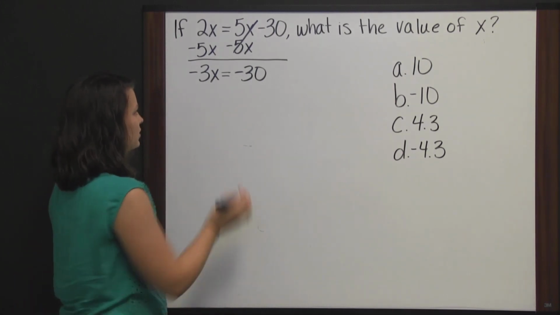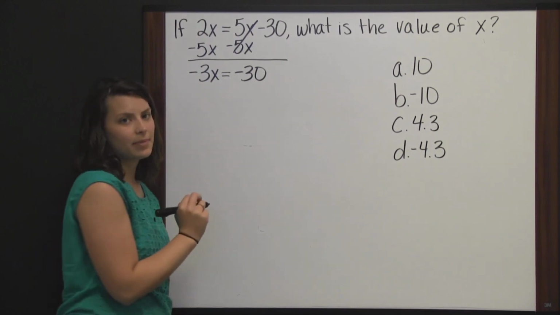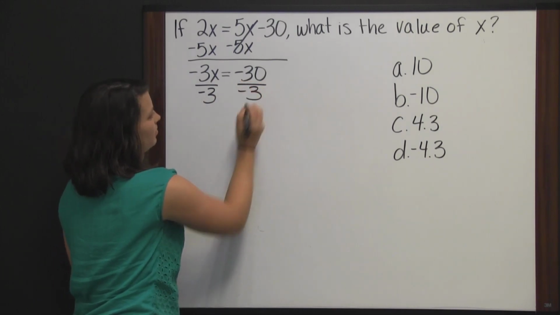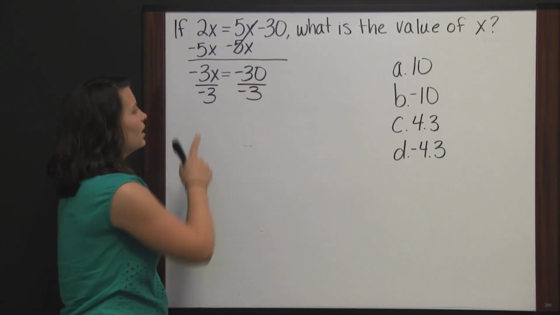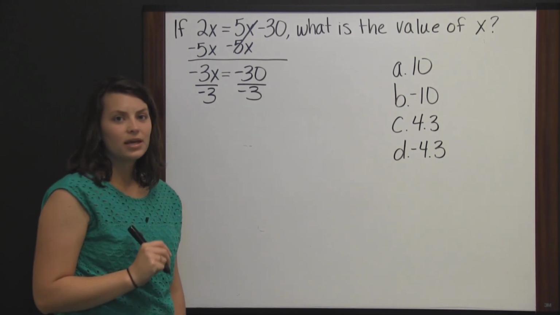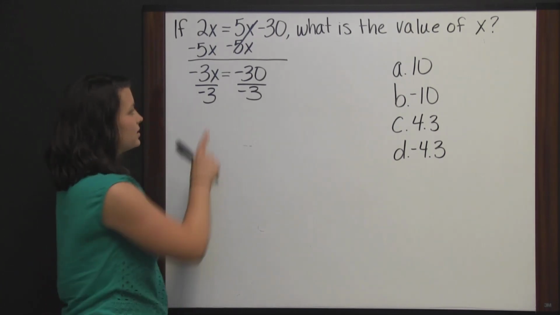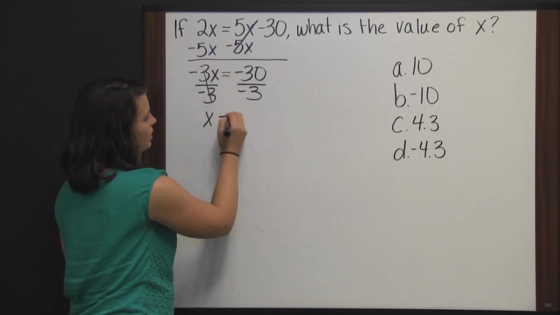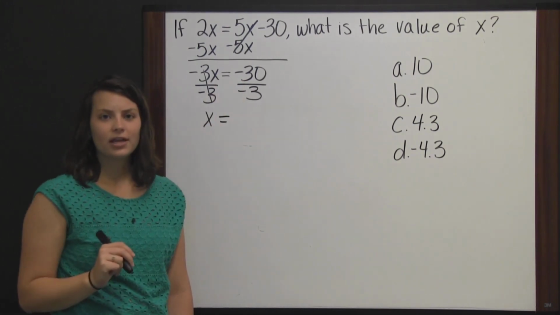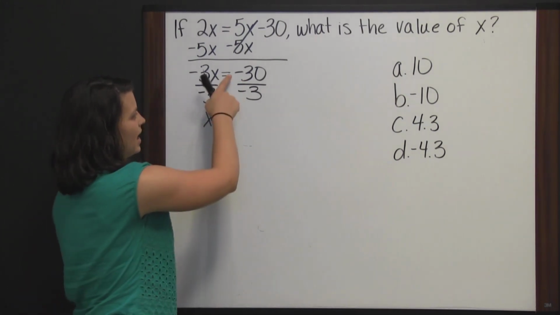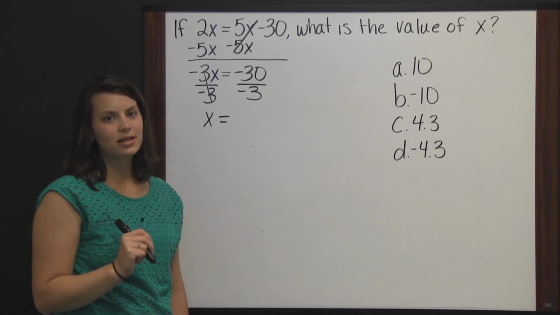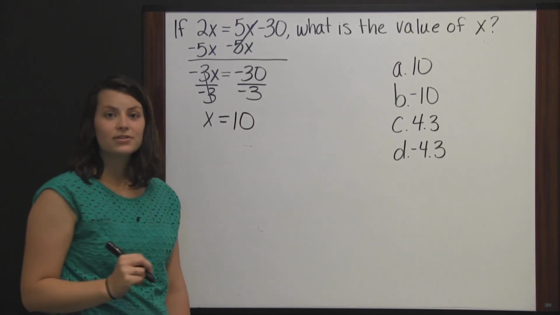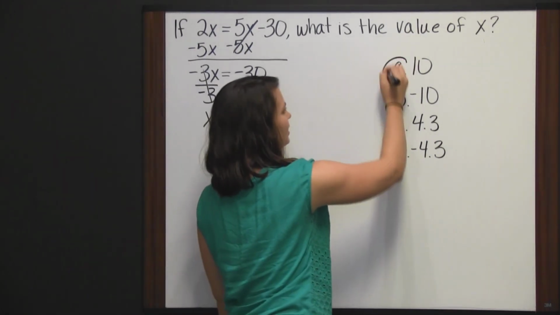So to solve for x, we need to do the opposite of multiplying by a negative 3, which is dividing both sides by a negative 3. Negative 3 divided by negative 3 is 1. And 1 times x is just x. So we have x equals negative 30 divided by negative 3. A negative divided by a negative is a positive. And 30 divided by 3 is 10. So x equals 10, which is answer choice A.